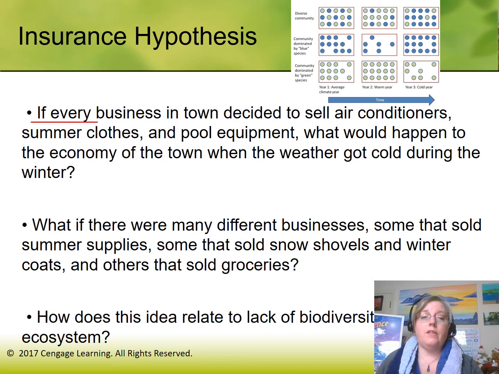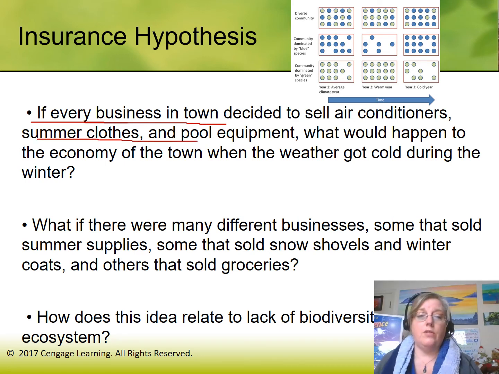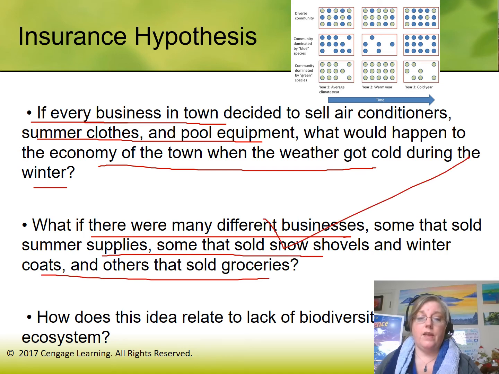So think about this. These are some questions, and I'm pretty sure this is on a worksheet as well. If every business in town tried to sell air conditioners, summer clothes and pool equipment, what would happen to the economy of the town when it got to wintertime? The whole economy of the town would be bad. What if there were many different businesses, some that sold summer stuff and some that sold winter stuff, others that sold groceries? Well, then that's a good thing, right? The community as a whole will prosper.